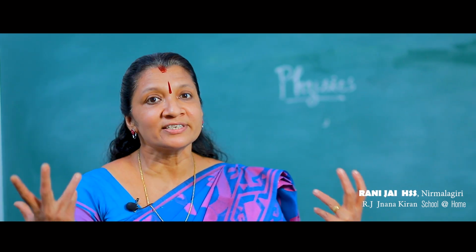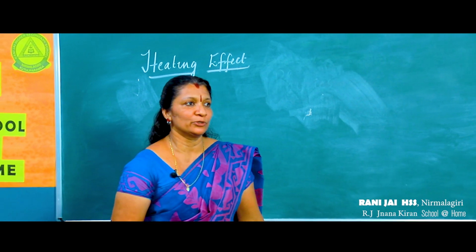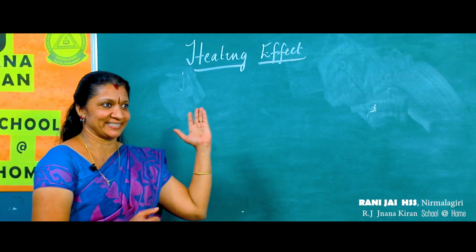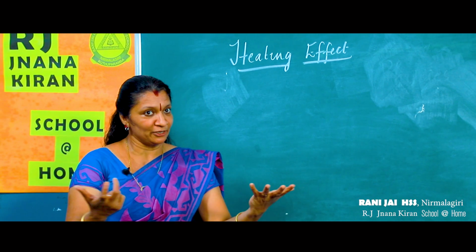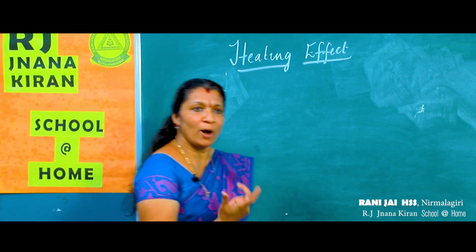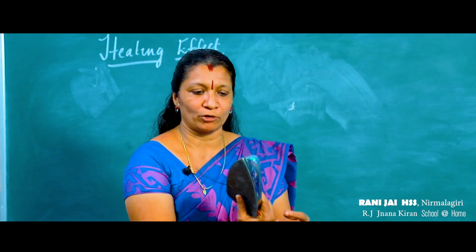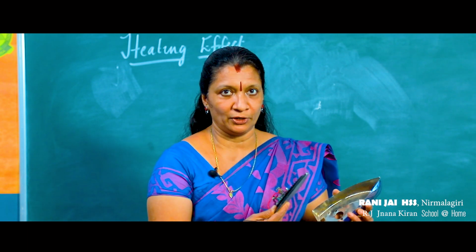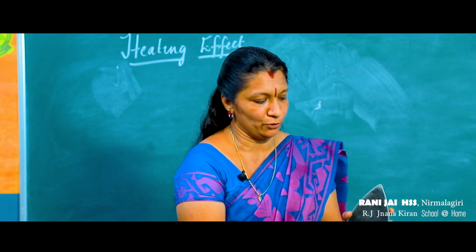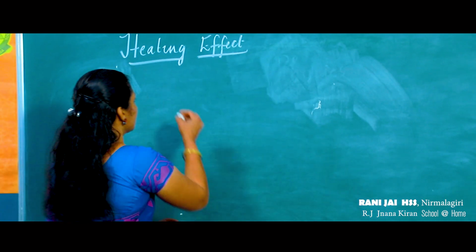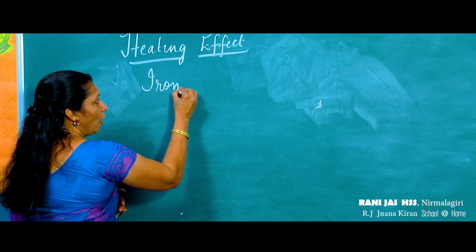Yes, already we have studied how heat is produced in different appliances. Now, we are going to study the different heating appliances used in our daily life. Can you name some of them? One of the commonly used appliances, all of you know, is the iron box. It is one of the heating appliances. So, we can write it as iron box.